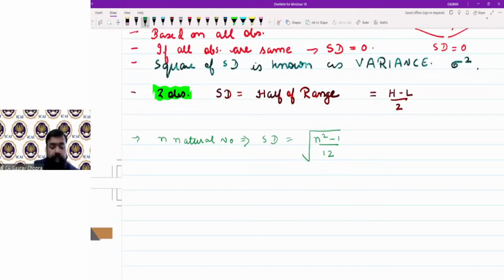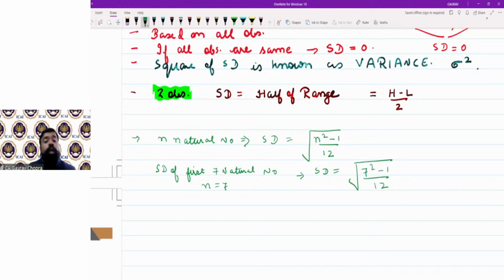So let's take one example. If we have to find the standard deviation of the first 7 natural numbers, that means n is equal to 7. So what will be the standard deviation? It will be root of 7 square minus 1 upon 12. What is 7 square? It is 49, minus 1 is 48. So 48 upon 12 is 4, root of 4 is 2. So standard deviation will be 2.